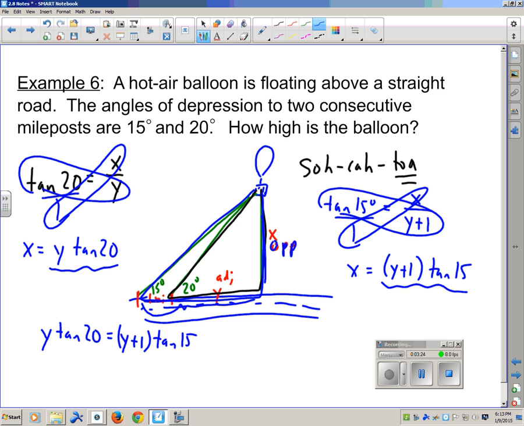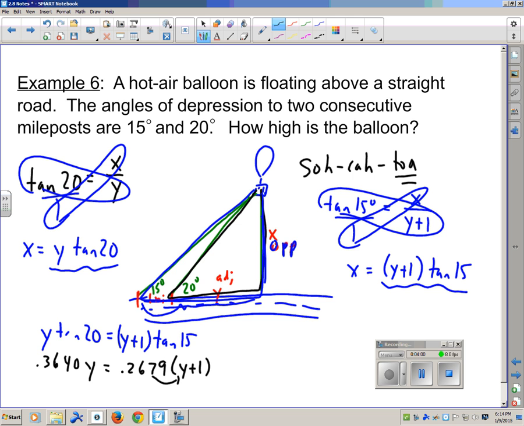Now, if it makes more sense to you, you could actually find a value for the tangent of 15 and the tangent of 20. But when I do something like that, I usually take it out quite a few decimal places just to keep it as exact as possible. So tangent of 20 there, I'm getting 0.3640. I'm going to go up 4 places. 0.3640y. Over here, the tangent of 15 ends up being 0.2679, and I still have this y plus 1.